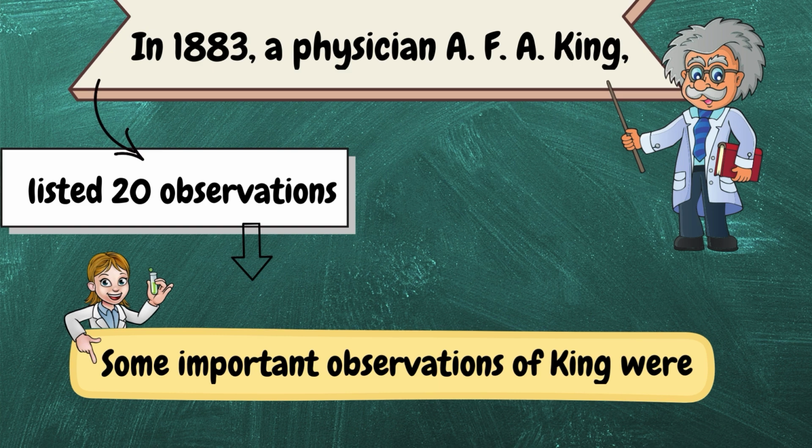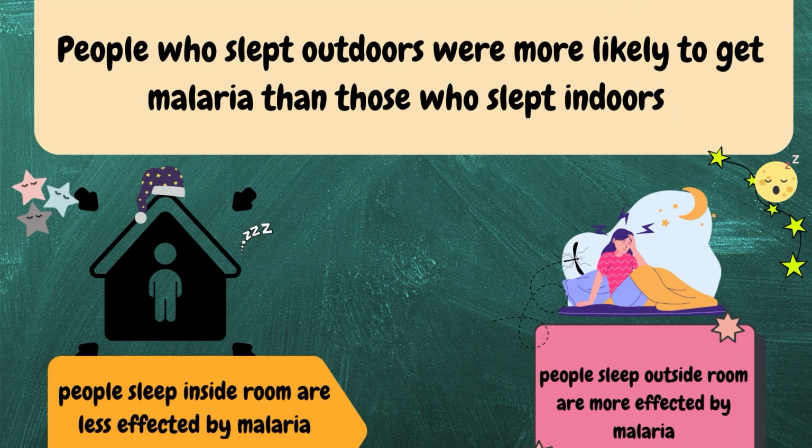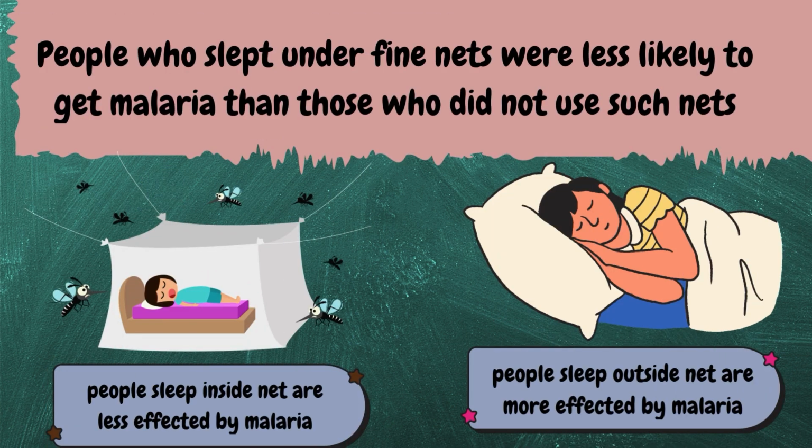In 1883, a physician, A.F.A. King, listed 20 observations. Some important observations of King were that first observation was people who slept outdoors were more likely to get malaria than those who slept indoors. Below diagram, you can understand the first observation, that people who slept outdoors are more affected by malaria than the people who slept indoors. Second observation was people who slept under fine nets were less likely to get malaria than those who did not use such nets.